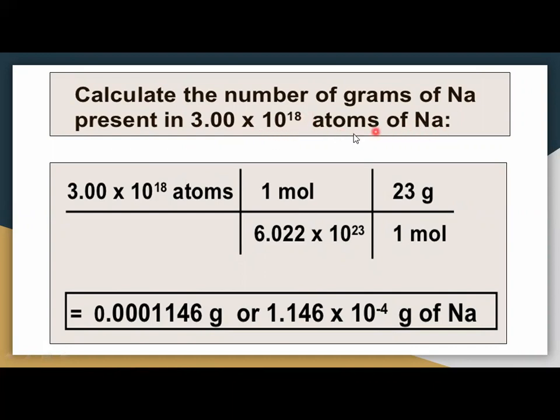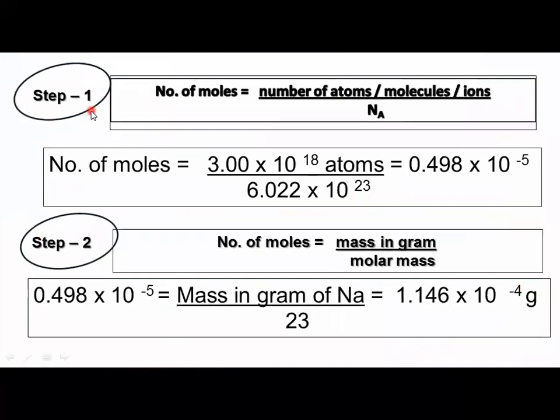And one more example: calculate the number of grams of sodium present in 3.000×10²⁸ atoms of sodium. Now, atoms of sodium is given here. So, we write the given number of atoms of sodium. 1 mole of sodium contains 6.022×10²³ atoms, and 1 mole of sodium has 23 gram of molar mass. So, first we divide the given number of atoms by Avogadro number and then multiply with the molar mass of sodium. So, we obtain 1.146×10²⁴ gram of sodium.